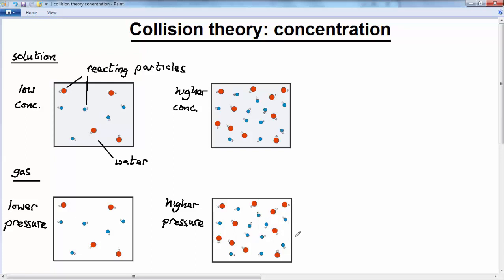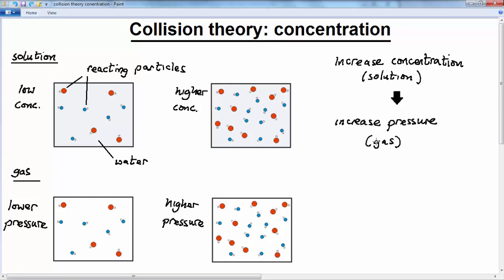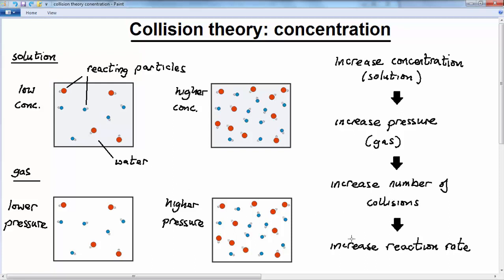So let's just summarize that. By increasing the concentration of the particles in solution, or by increasing the pressure of the gas, we're going to increase the number of collisions that are taking place, and will effectively increase the reaction rate between the reacting particles. Okay, so let's just take a practical example to demonstrate this principle.